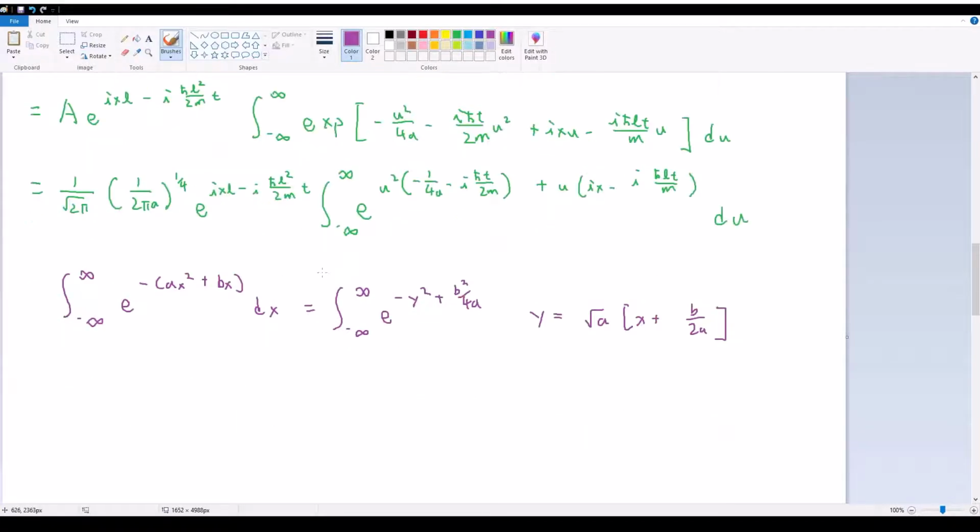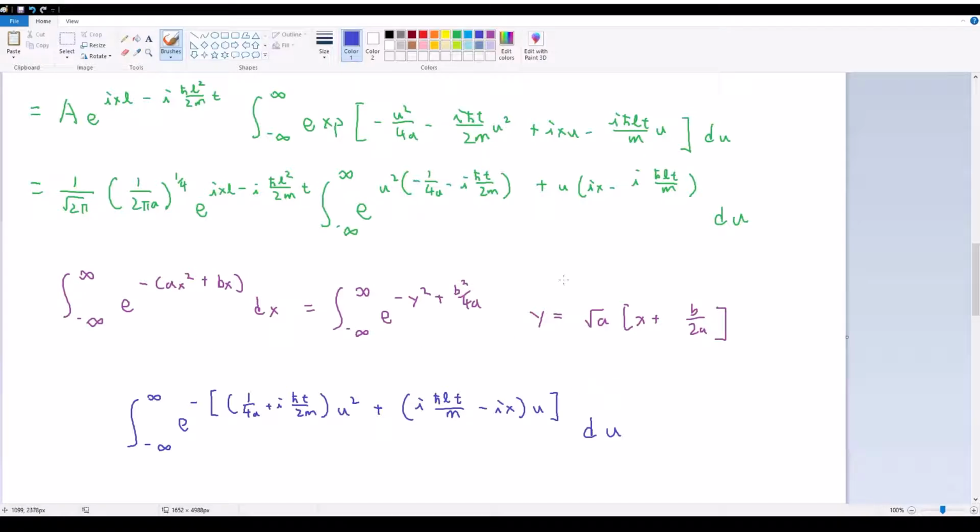So we want to rewrite this integral this way, in which case, let's do it in blue. I can rewrite the integral as the integral from negative infinity to positive infinity of e to the negative, so I'm going to factor out a negative 1, and I'm going to get 1 over 4a plus i h bar t over 2m times u squared. And I factor out a negative 1, but I want the second term to be positive, so plus i h bar l t over m minus i x multiplied by u. Close it off with a du.